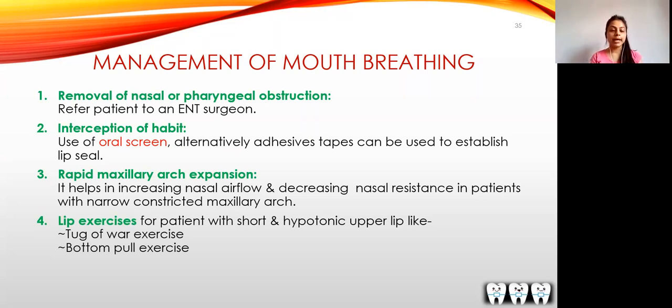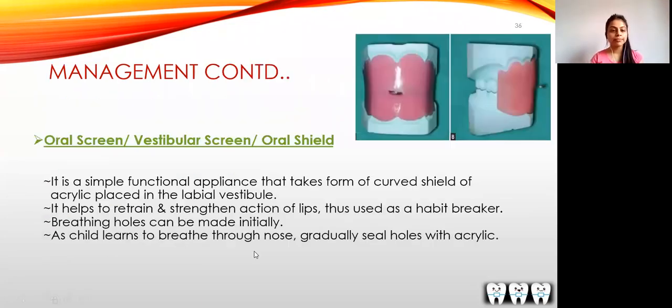Next is the rapid maxillary arch expansion, which can help in increasing the nasal airflow and decreasing the nasal resistance. It can be used in the patient with the narrow and constricted maxillary arch. Next are the lip exercises for the patient with short and hypotonic upper lip, like tug of war exercise and button pull exercises, which will be discussed later.